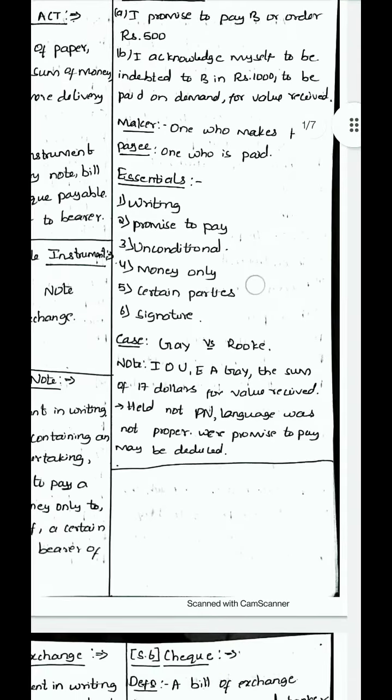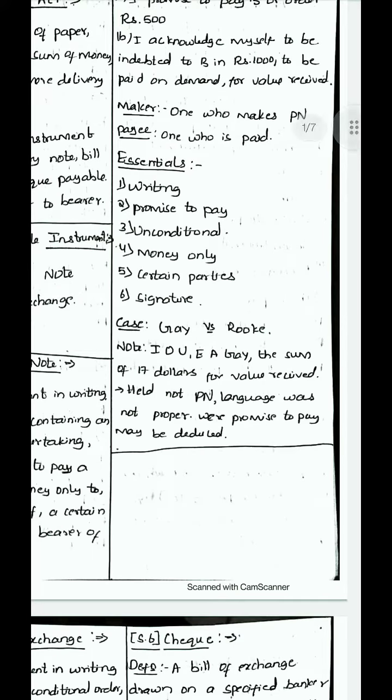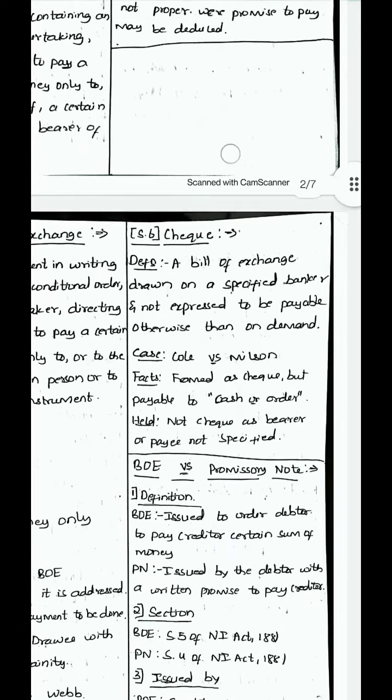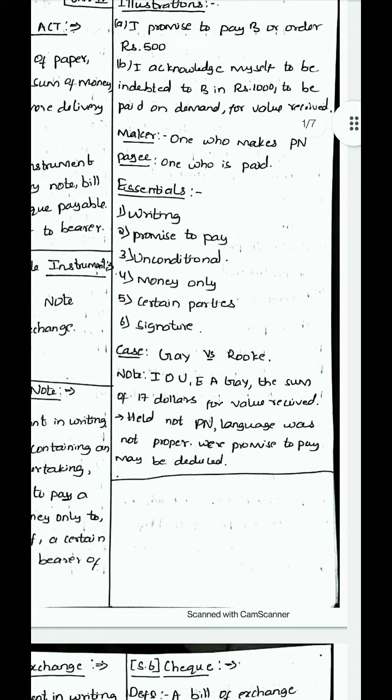Unconditional. Then money only. The payment should be money only. There should be no property or asset. Certain parties. The party to whom we are paying this instrument, to whom we are promising, should be written properly. Like for example, I promise to pay Mr. B. The Mr. B should be written properly and correctly. Then signature. The one who is making this instrument should sign this instrument. Only then it is valid.